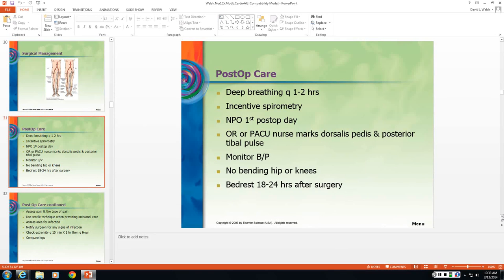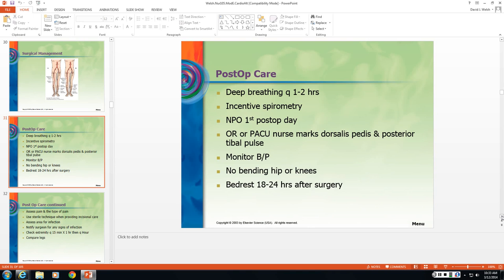So post-op care for patients who have gone through the grafts: you're going to teach them to deep breathe every 1 to 2 hours. You want them to use their incentive spirometer while awake as often as possible to expand their lungs. The first day post-op, you're going to keep them NPO. The OR or PACU nurse is going to mark the dorsalis pedis and posterior tibialis pulses. A lot of times with these patients, you're going to have to use a Doppler to find those pulses. You won't be able to palpate them.